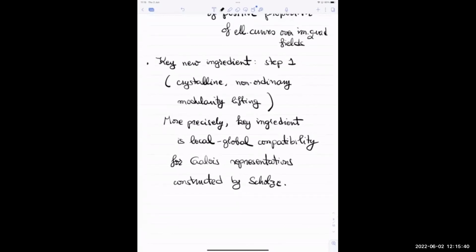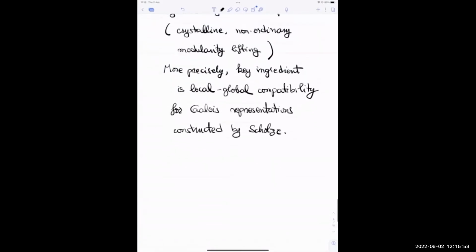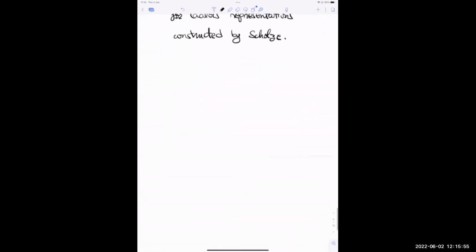Maybe if there is time at the end, I would also like to tell you how to deal with one exceptional case, just to get a sense for what's involved in that. But I think I'll prioritize the local-global compatibility, which is more theoretical, and also uses p-adic Hodge theory.